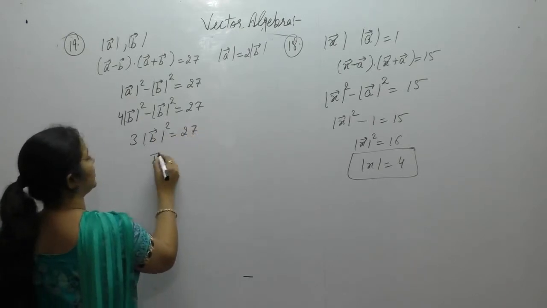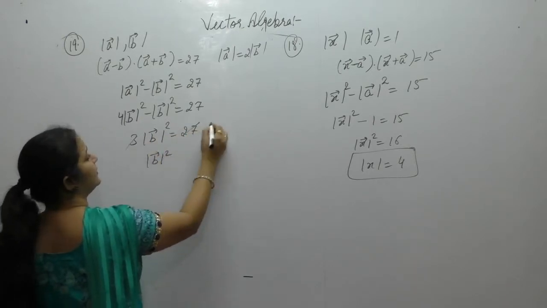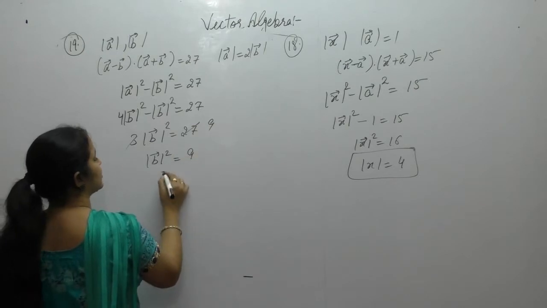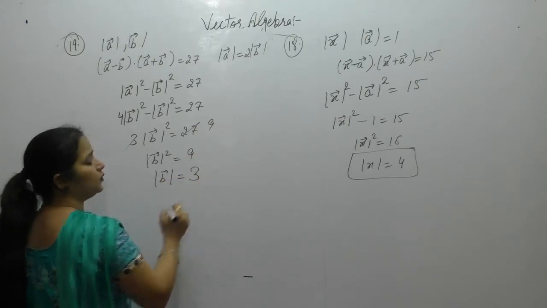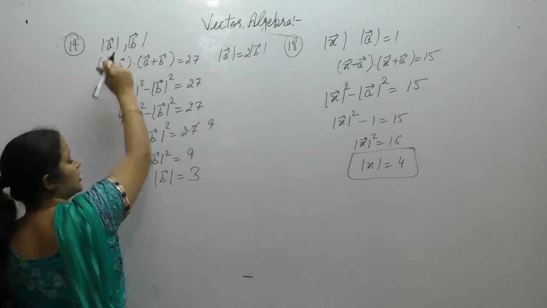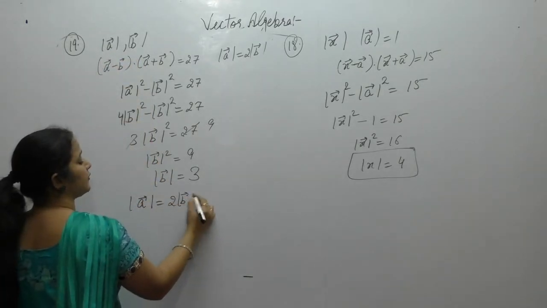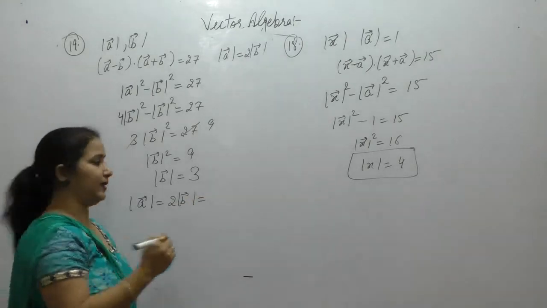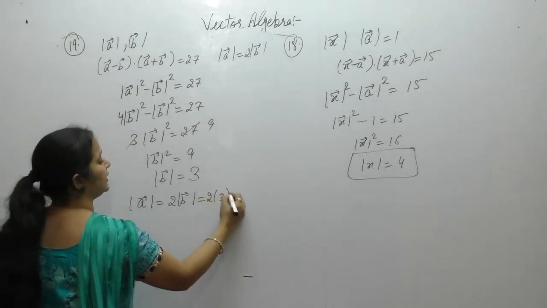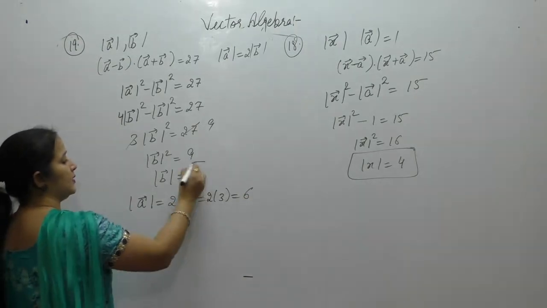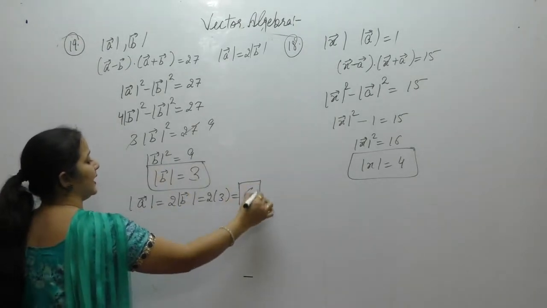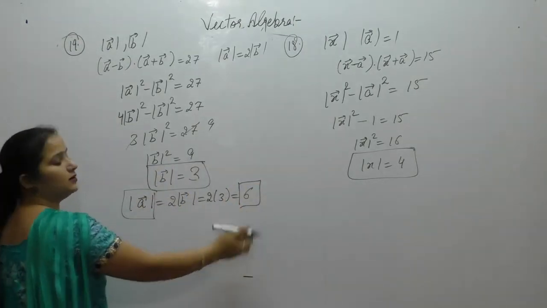27 equals 3 modulus of B square, so modulus of B square is equal to 9. So modulus of B has value 3. We want to find modulus of B as well as modulus of A. Given that modulus of A is 2 times modulus of B, so 2 into 3, that is 6. Modulus of B is 3 and modulus of A has value 6.